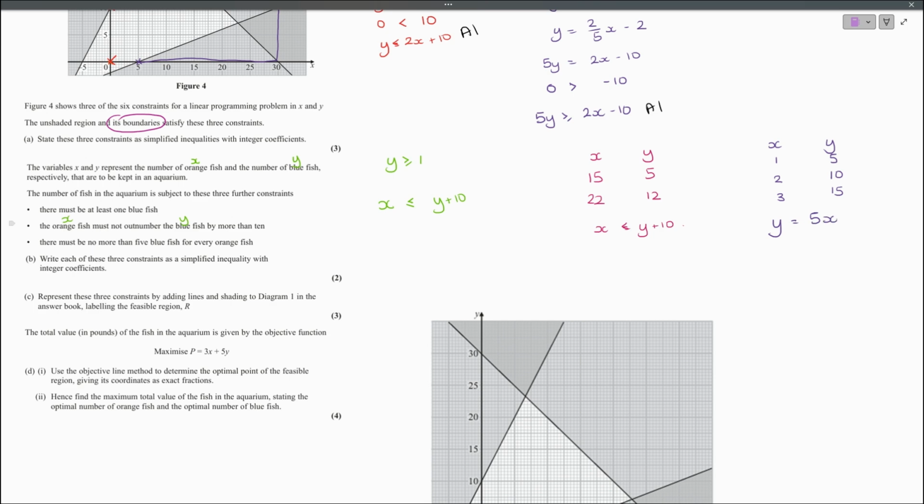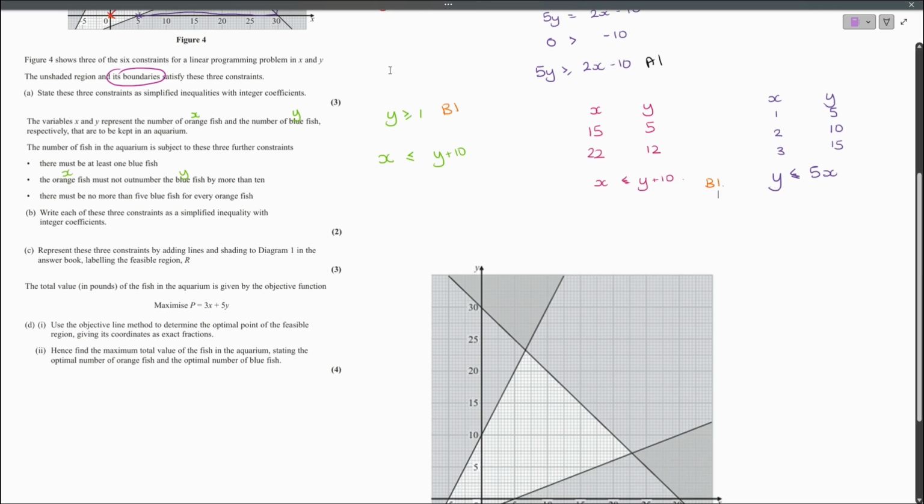And reading this bullet point further, there must be no more than 5 blue. So Y is at the largest it can be. So I can make Y smaller, but I can't make it larger. So Y can become smaller if I need it to. So I've got my 3 further constraints, and you'd get 1 mark for writing Y is greater than or equal to 1, and 1 more mark for finding the other 2 constraints.